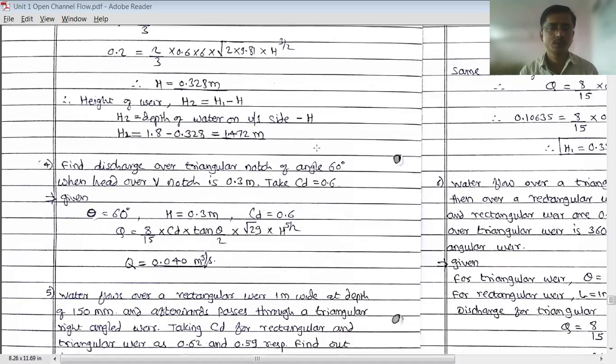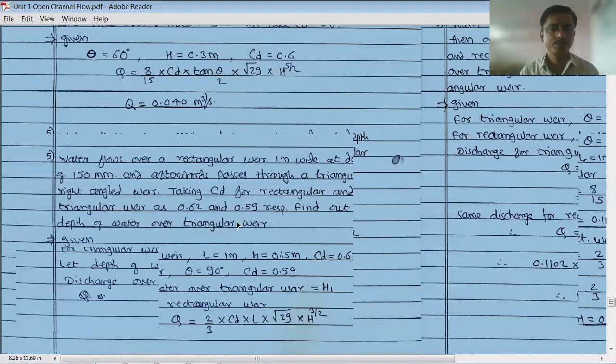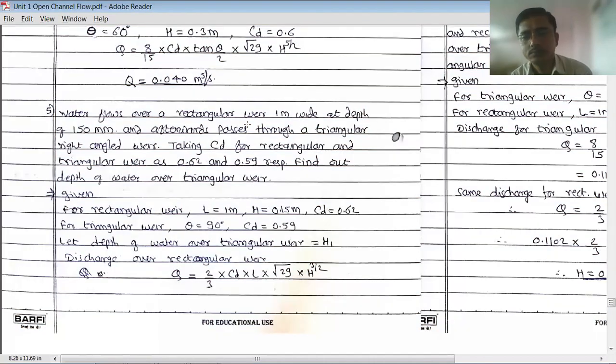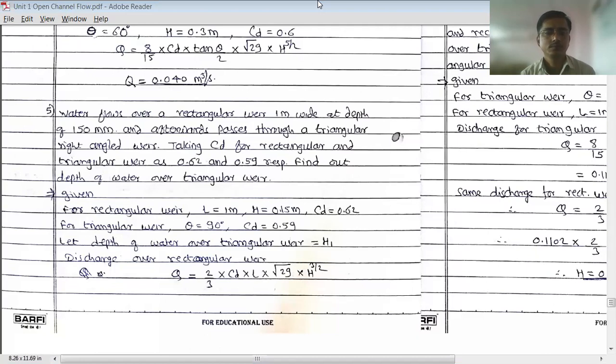So let us move towards a somewhat more difficult problem here. Okay, write down. Okay, Kekan got a somewhat different answer. Why, Kekan? 0.042. It should be 0.040.